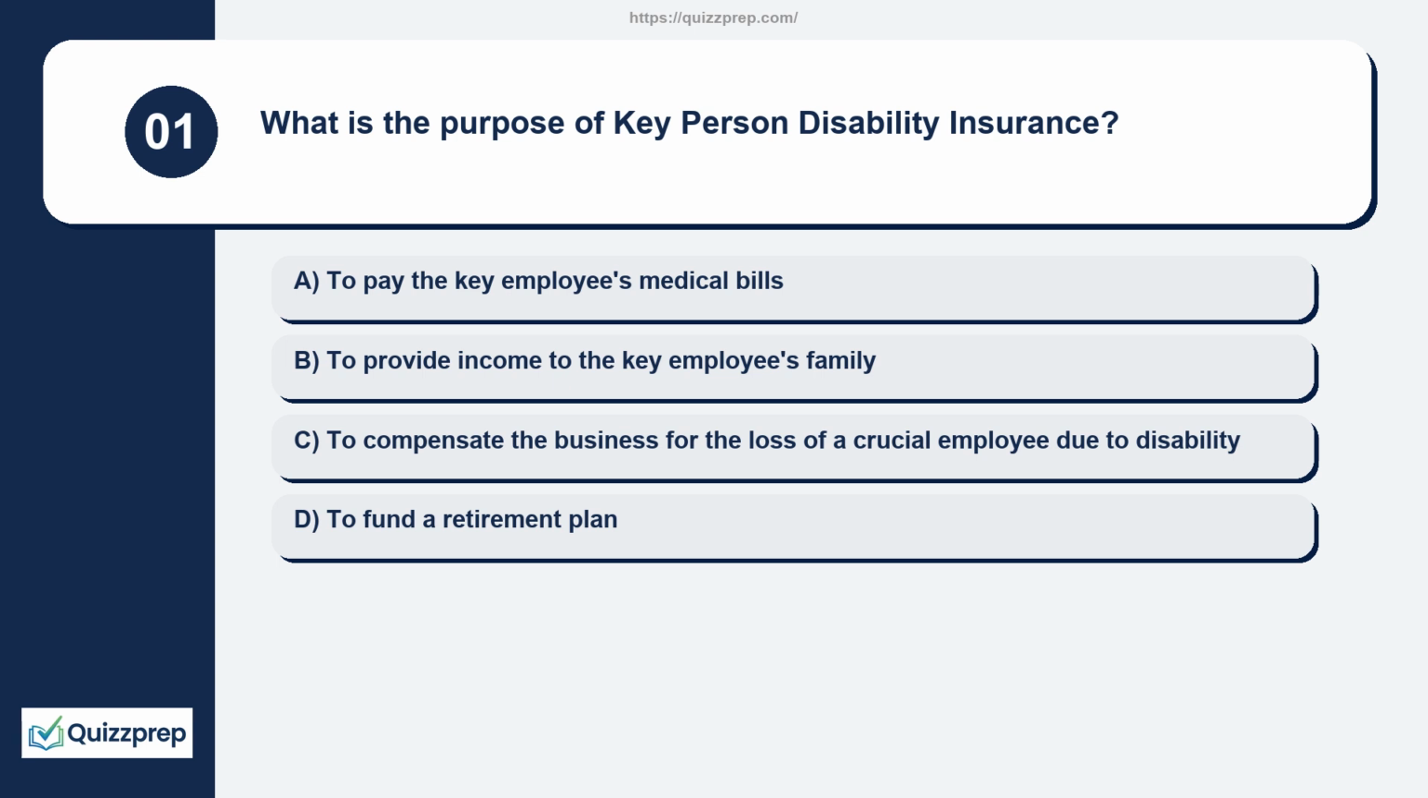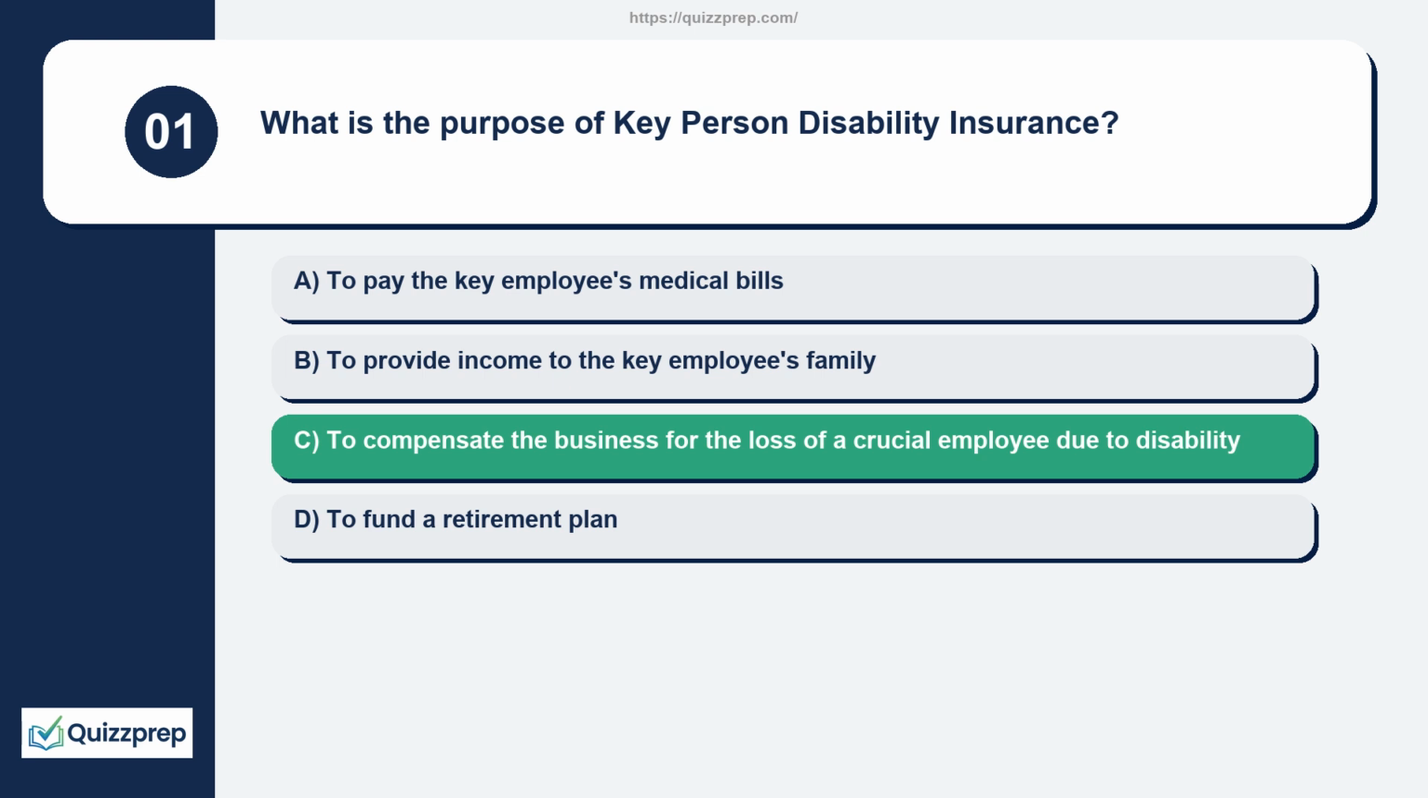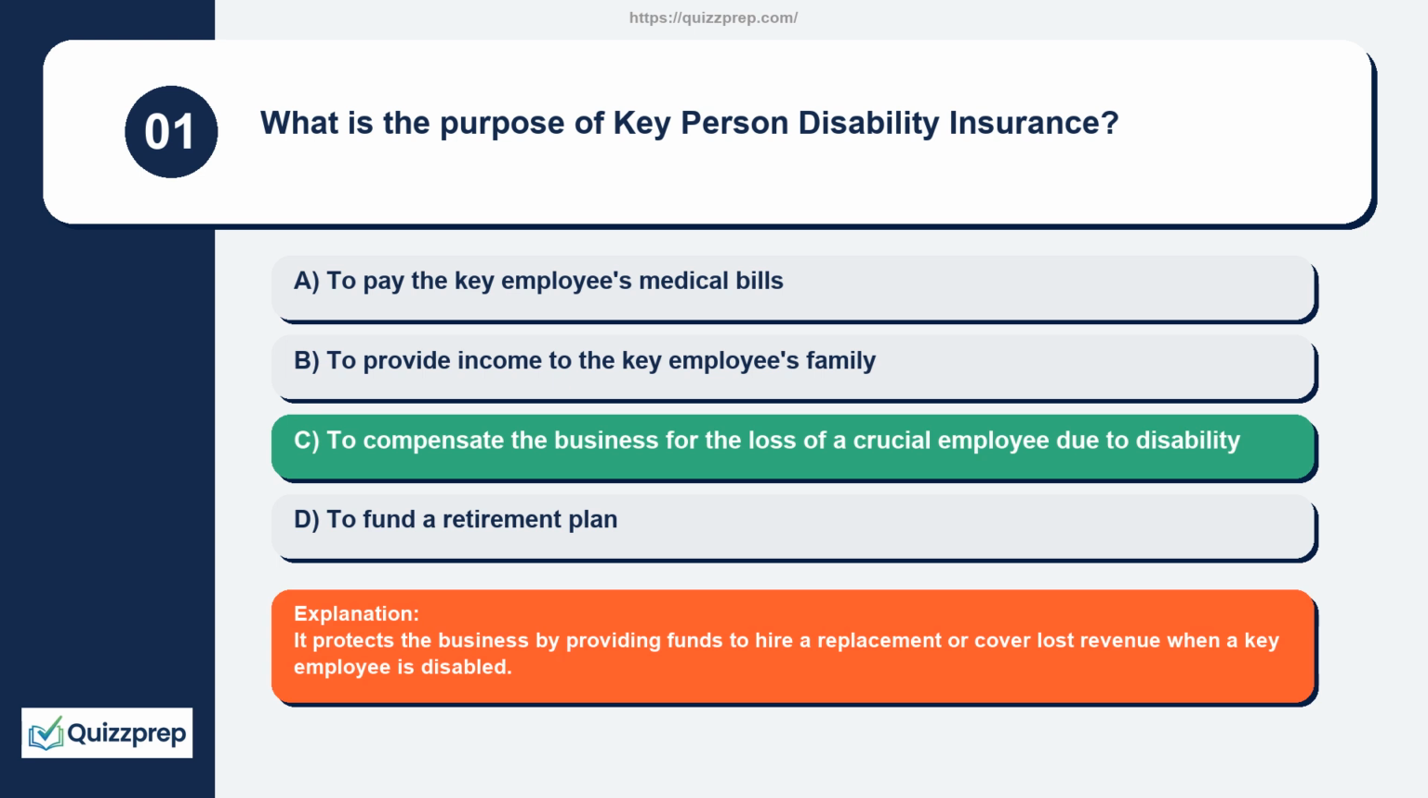To pay the key employee's medical bills, to provide income to the key employee's family, to compensate the business for the loss of a crucial employee due to disability, to fund a retirement plan. It protects the business by providing funds to hire a replacement or cover lost revenue when a key employee is disabled.